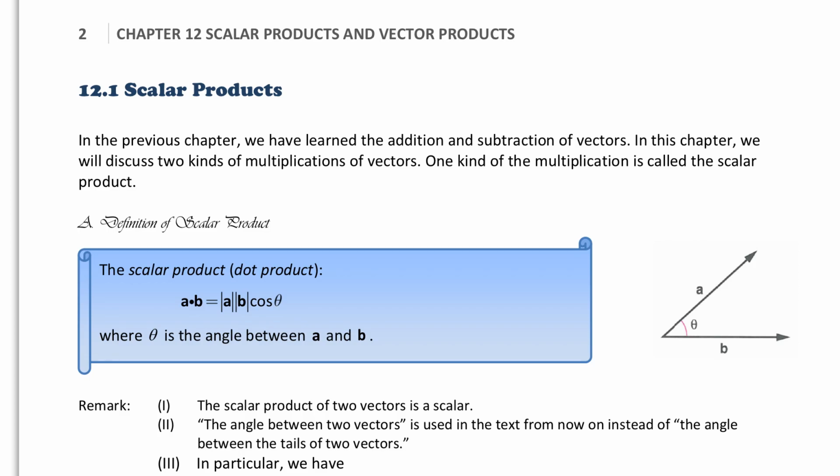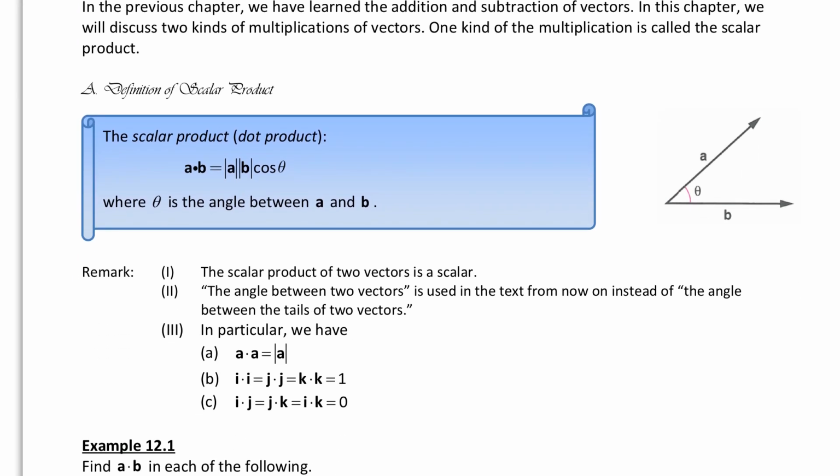There are several remarks. First, you can observe that on your left-hand side is vector dot vector. On your right-hand side, magnitude A is a scalar. Magnitude B is also a scalar. Cosine theta, for example, cosine 30 degrees, is a scalar also. So we say the scalar product of two vectors is a scalar. That means it is a value only. But what is the meaning of that value? It is the magnitude A times magnitude B times cosine theta.